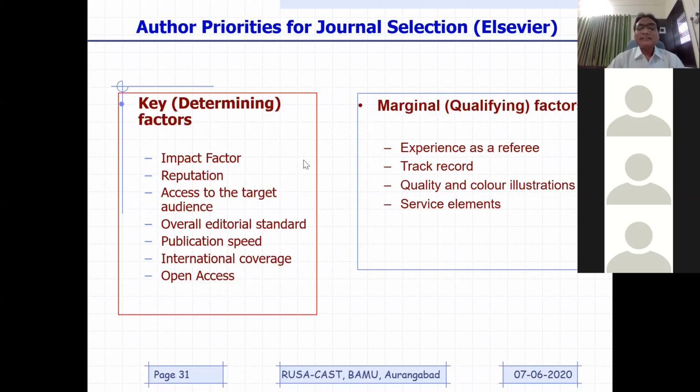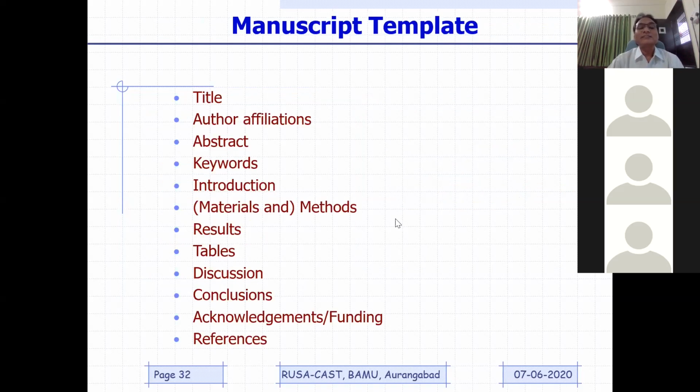These are some of the key factors, as I mentioned earlier, for selecting a journal: impact factor, reputation, access to the target audience, overall editorial board, publication speed, international coverage, and whether it has open access, because this is going to be very important. Sometimes, if you are a senior research scholar, you might be a referee for some of the journals, so you might have your own experience of that journal as a referee. Also consider the track record, the quality of color illustration, and what kind of service they provide. These are some of the factors you can think of while selecting a journal.